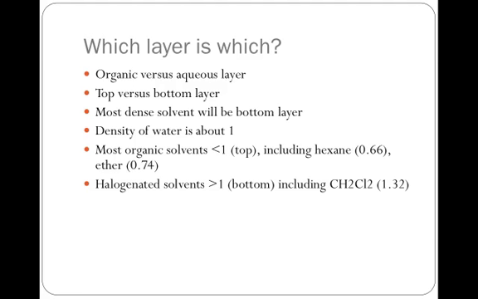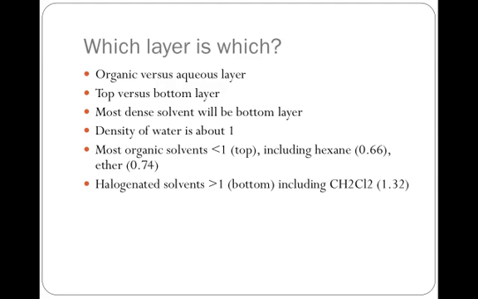The bottom layer, the heavy layer, will be the more dense solvent. The density of water is about 1, and so you need to look up the density of your solvent. Most organic solvents have a density less than 1, and so most of the time the organic layer will be the top layer. Density of hexane is 0.66, density of ether is 0.74. They'll all be the top layer.